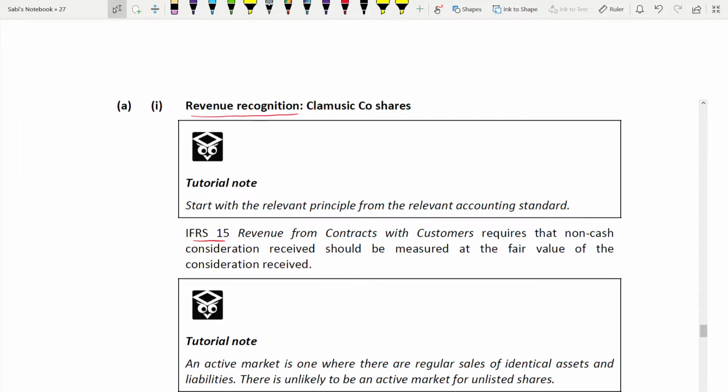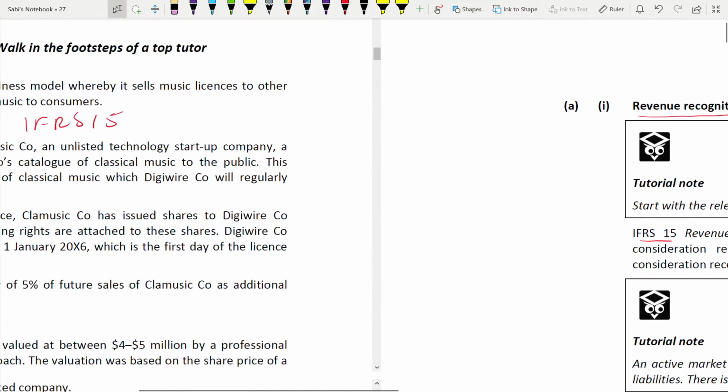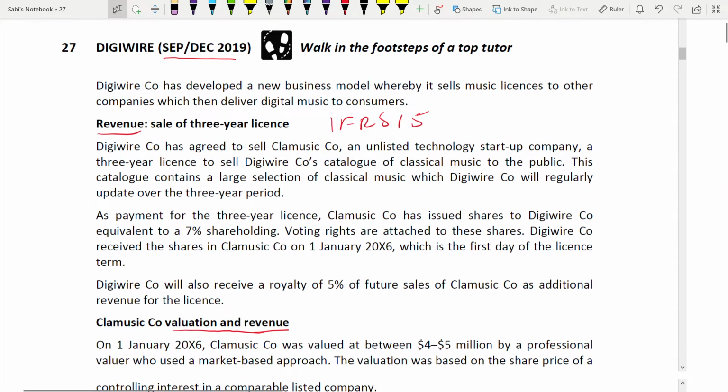So IFRS 15 requires what? First of all, you need to understand what type of transaction it is. Is it a good? Is it a service? What is it? It's a sale of a 3-year license.